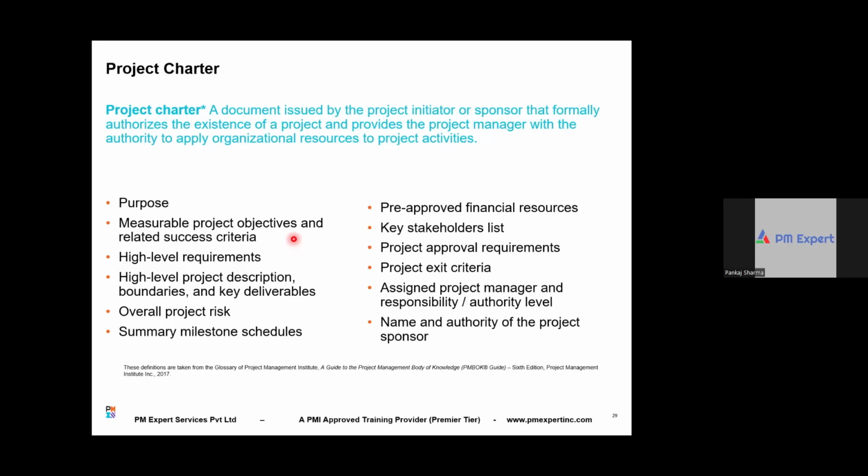The first one: measurable project objectives and the related success criteria. The success criteria of the project is defined in the project charter along with the key performance indicators in the form of project objectives. Tell me, is it important to understand what makes your project successful?